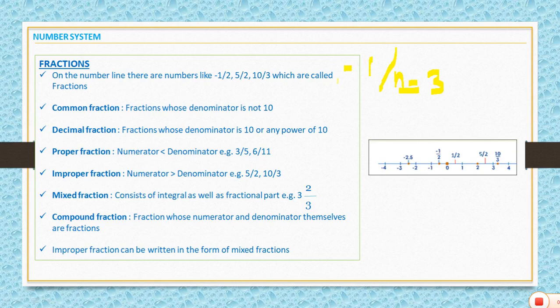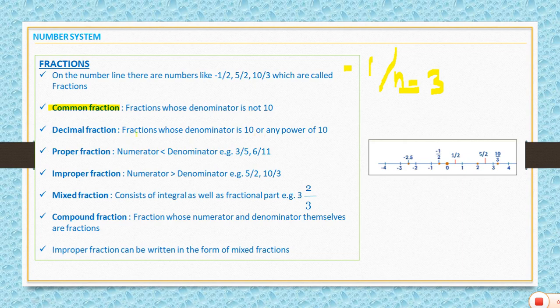They form a fraction. There are various types of fractions. For example, common fractions. Common fractions are those fractions which do not have the denominator 10. Normal fractions like 3 by 2, 4 by 6, 10 by 3. They are common fractions. Moving towards decimal fractions. Decimal fractions have the denominator 10.